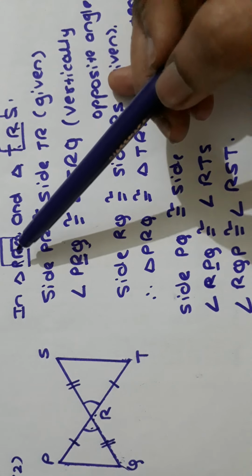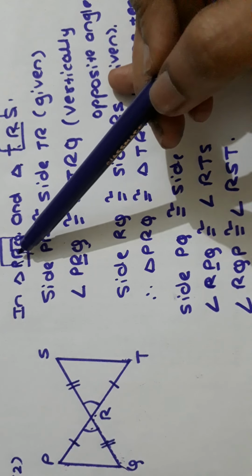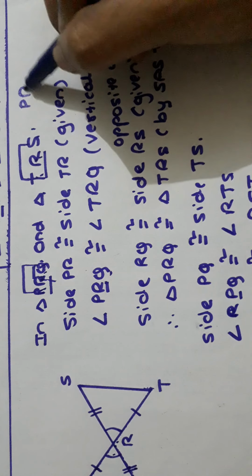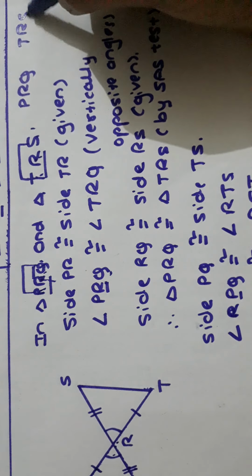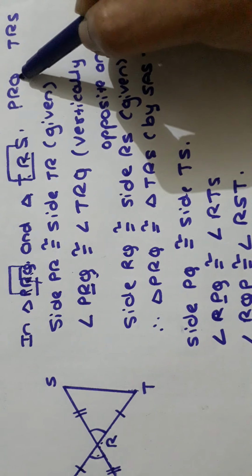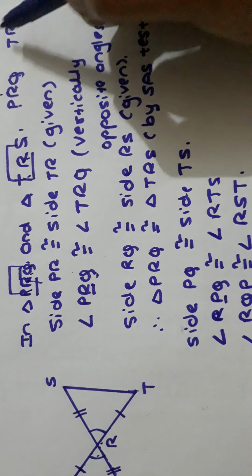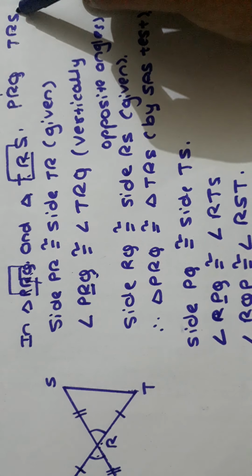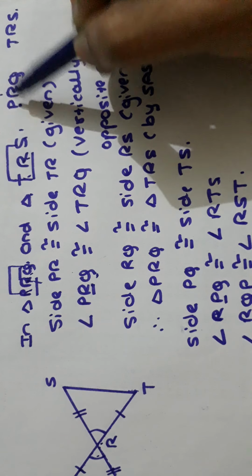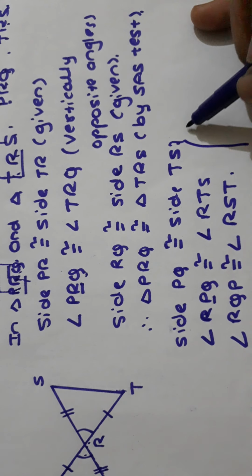So for P we write RPQ and RTS for the second triangle, and for Q, RQP and RST. So these are the remaining congruent parts.